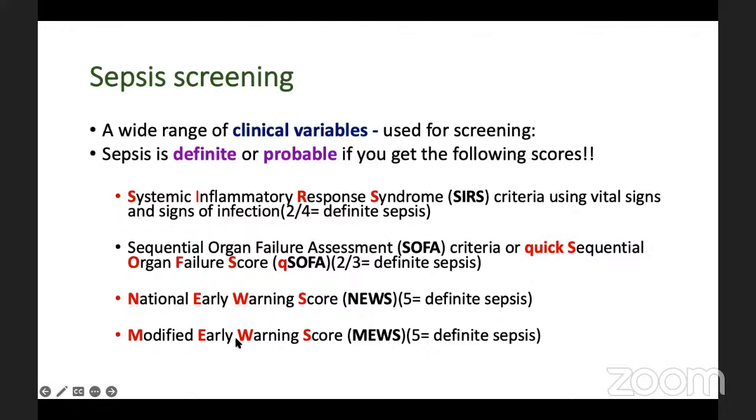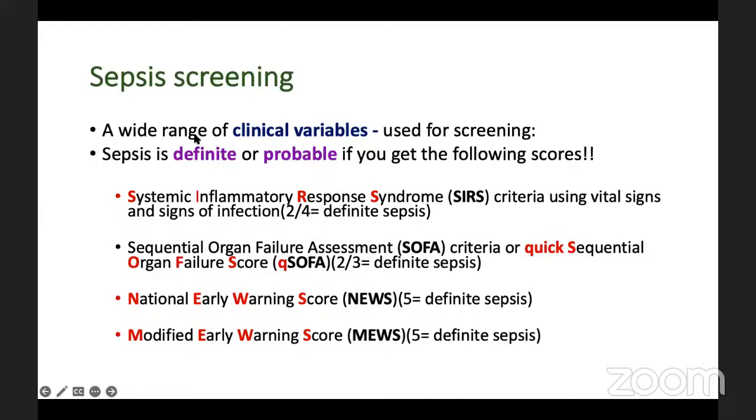NEWS and MEWS, the modified early warning score, all carry lots of different clinical variables, but still, if you can make a summary and keep it by your side, when the score is five or more, you can consider the patient as definite sepsis. And these words, definite or probable sepsis, come with these scores, right? When SIRS is suggestive, with two features out of four for your patient, that indicates your patient has features of definite or probable sepsis, right? So definite or probable sepsis, these are the two different words that the Surviving Sepsis Campaign has given us as a guide.